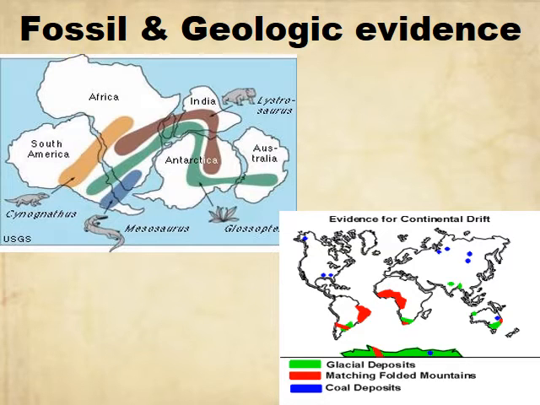Another thing is fossil and or geologic evidence. So in South America, you find this Cynognathus dinosaur in this whole range right here. Now, if we were to look at the map the way it is now, Africa and South America are separated by a massive ocean, which means that at one point in time, we're figuring this is evidence that they were actually together. Same thing happens for matching folded mountains, coal deposits, glacial deposits, and you can see, okay, you have this red here and you have this red here. And this is evidence for this theory.